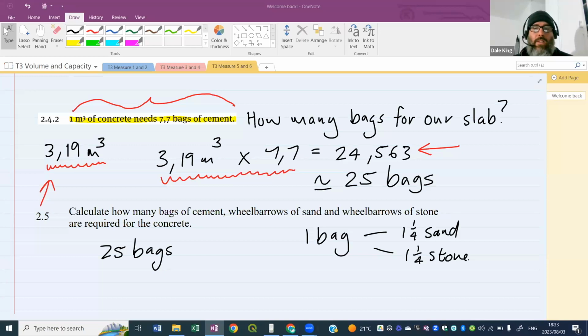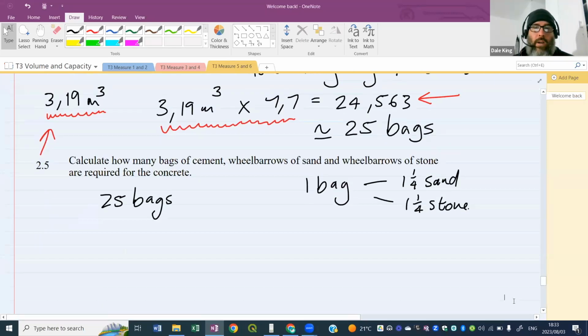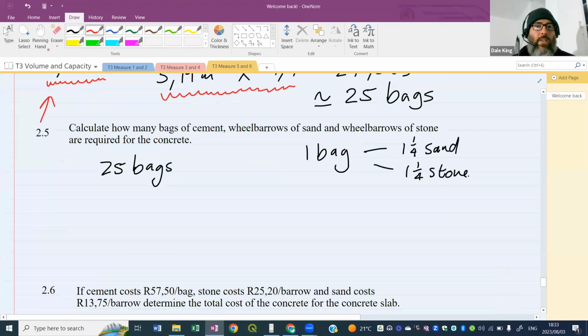All right. Looks like we're getting some answers out. Good, good, good. Okay, these are wheelbarrows, hey? How many wheelbarrows do we need? All right, so let's have a look. I've got written there, 1 bag of cement needs 1¼ wheelbarrows of sand and 1¼ wheelbarrows of stone. So let's do the sand first. Check your answers when we do this.